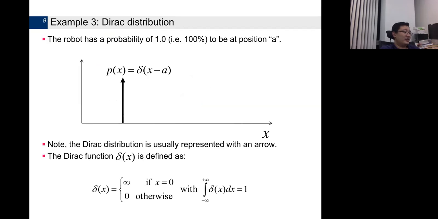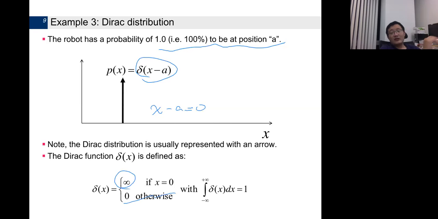It can also be a Dirac distribution. So that means you're 100% sure at the position A. This function says that only when x minus a equals 0, you have infinity. Otherwise, it's 0. That means you're very sure about the location.